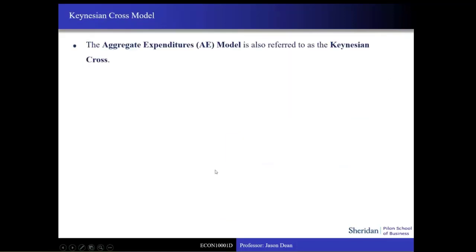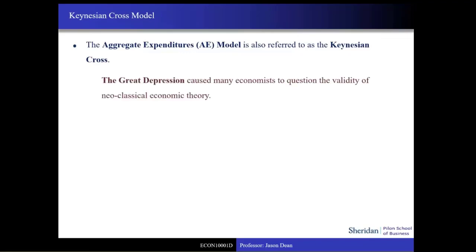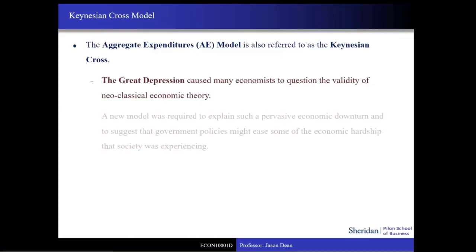So the aggregate expenditures model is also referred to as the Keynesian cross. And John Maynard Keynes is the one who came up with this model. And just giving you some background information: the Great Depression caused many economists to question the validity of the neoclassical economic theory. In that theory, it basically said that prices and wages would adjust very quickly, and so if there's a surplus of labor in the labor market, for example, the wage would fall quickly and unemployment would only be short-lived. But of course, in the Great Depression, that wasn't the case.